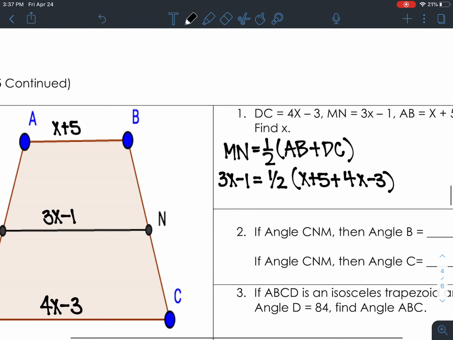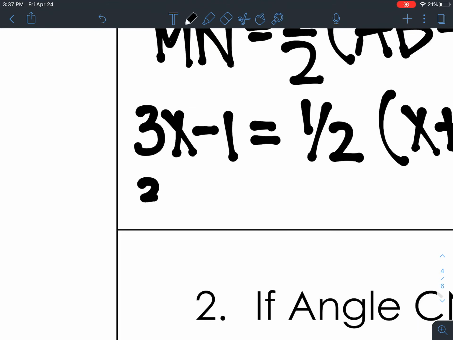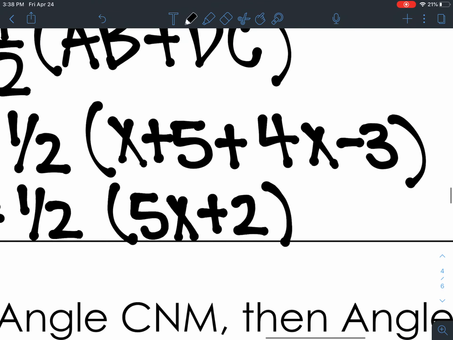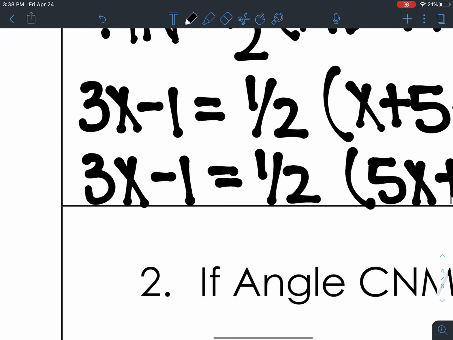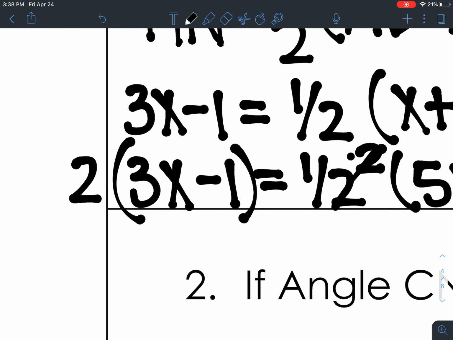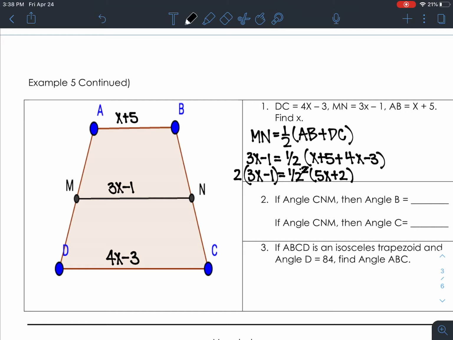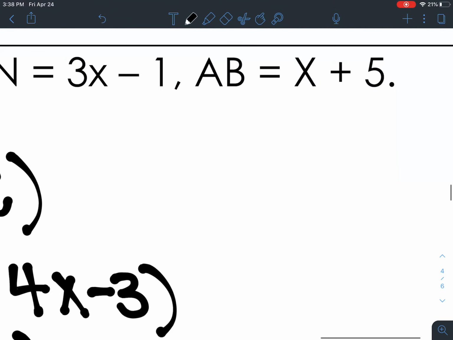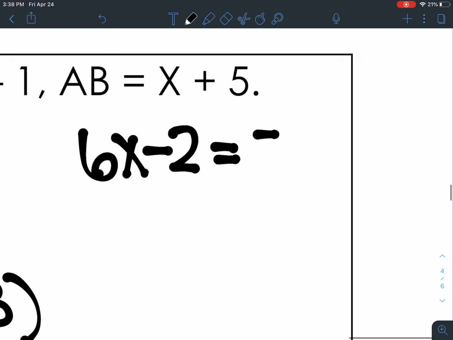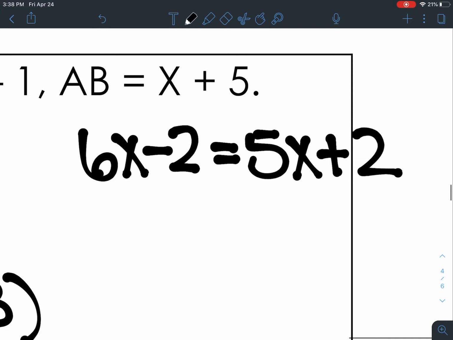All right, and then simplifying what's on the inside, we're going to get 3x minus 1 is equal to 1/2 times 5x plus 2. So you could distribute that 1/2 through. Once again, I'm going to multiply by 2 to cancel that out. But that means I have to multiply this entire side by 2 as well. So I'm going to distribute that 2 through, and I'm going to get 6x minus 2 is equal to 5x plus 2. And then just quickly solving, you're going to get x is equal to 4.